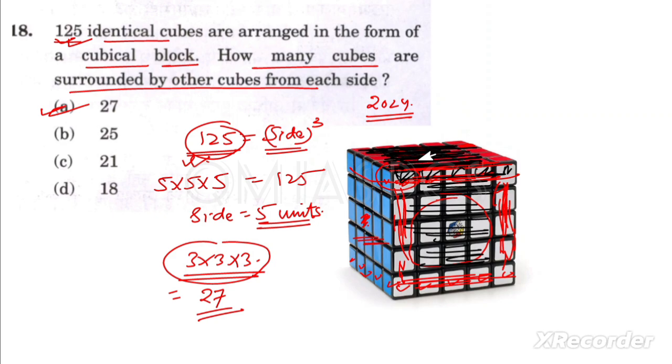And if they are asking how many cubes have only one face black, it will be these cubes, 5 multiplied by 4, which is 20. Here is also 5 multiplied by 4, that is 20, which means 40 cubes have only one face black. This type of question they have asked in 2023. Got it? So let's try the next question.